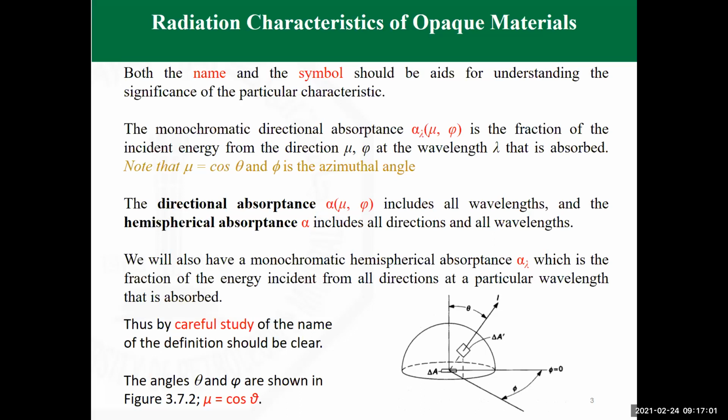So from here, when you get the word monochromatic directional absorptance, or monochromatic directional reflection, or monochromatic whatever, you know that monochromatic means single wavelength, and directional means its dependence on mu and phi is considered. Hemispherical means that it is not directional. And when we say absorptance or reflectance or whatever, and we did not mention the wavelength, it's taken for the whole range of the wavelength.